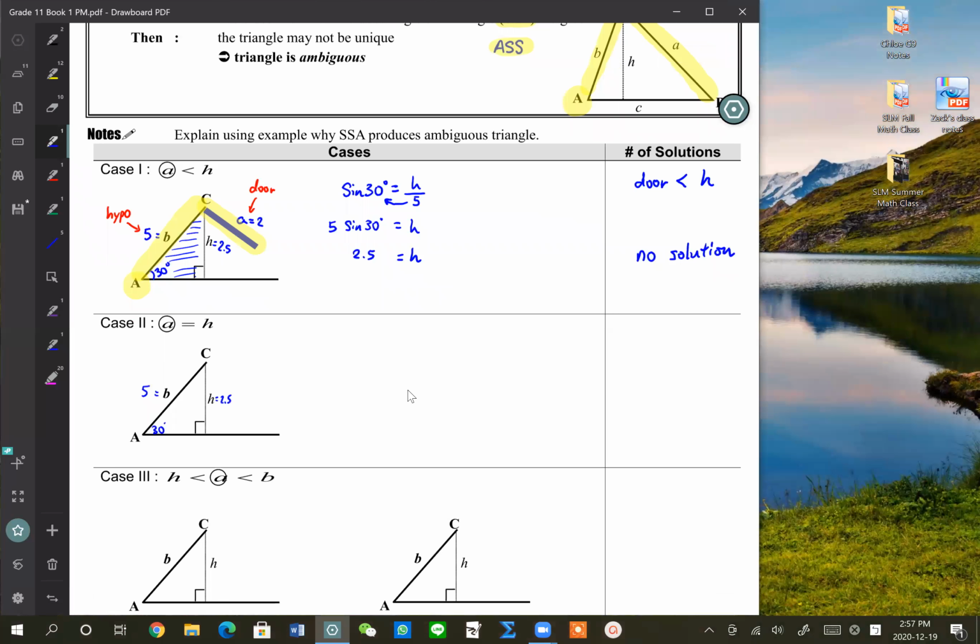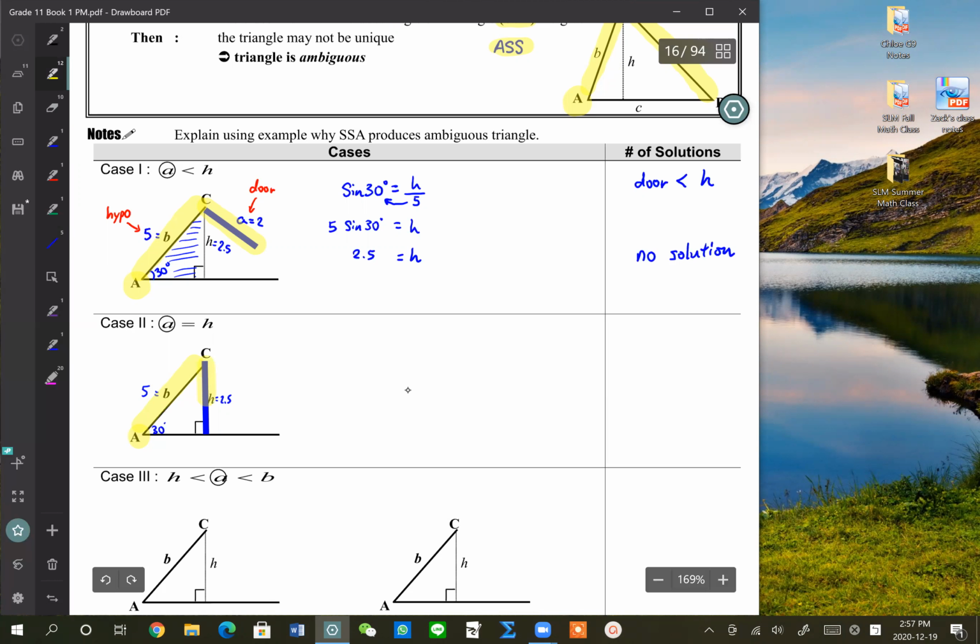But this time I'm going to increase the door. Second case is when the door is the same, equal as the height. So like that, right? This is the door. If I swing a little bit, it won't touch the base, right? No triangle, no triangle, no triangle. The only place to touch the base is on the height. Other place you cannot make the triangle.